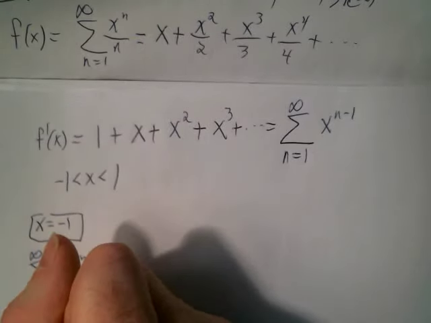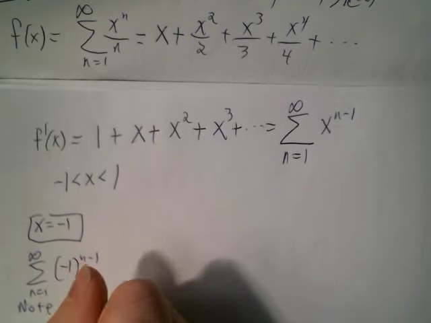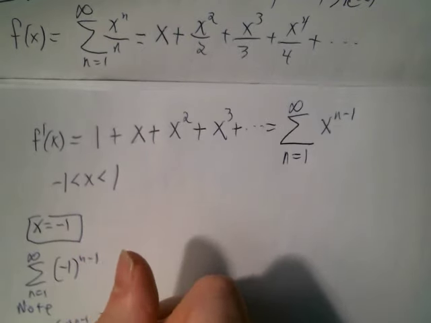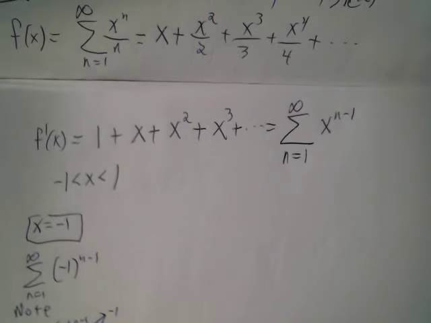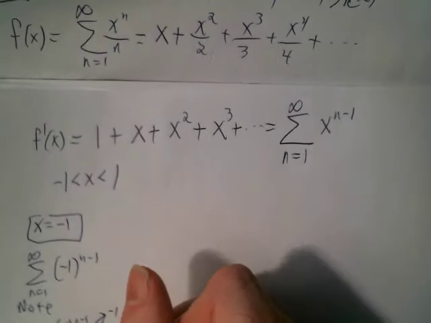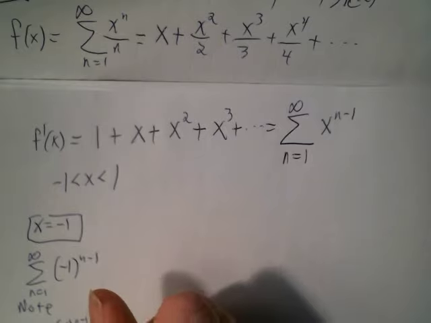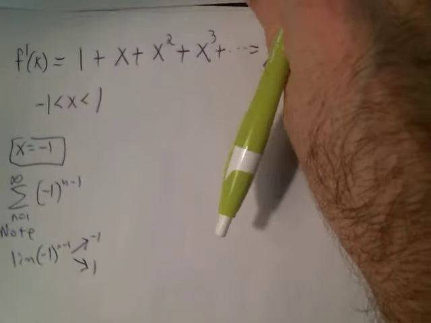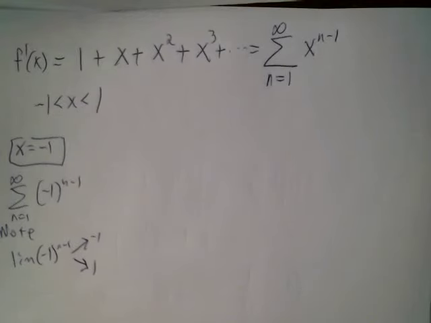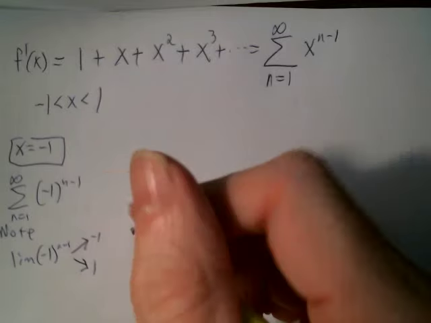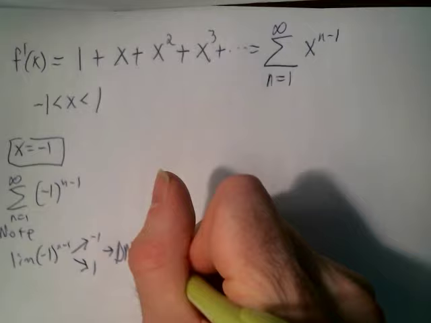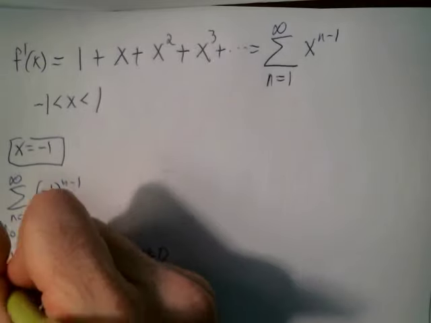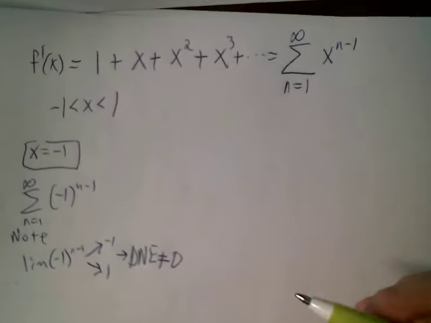Note then the limit of (-1)^(n-1) is going to go to either -1 if you're looking at the even terms, or +1 if you're looking at the odd terms, right? So that tells me the limit does not exist. Of course, it's not equal to 0 then, and so by the nth term test, it's divergent.